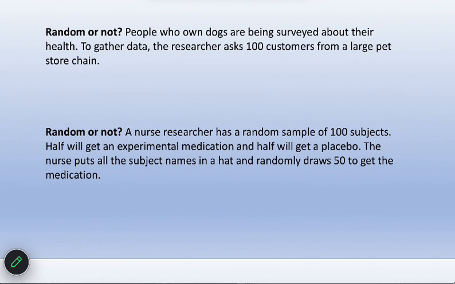If a nurse is researching, has a random sample of 100 subjects, half will get the experimental medication and half will get a placebo. The nurse puts all the subjects' names into a hat and randomly draws 50 to get the medication. That word random right here really kind of gives it away.